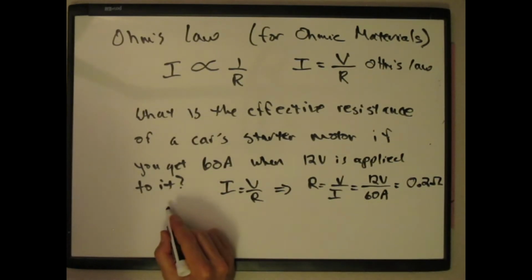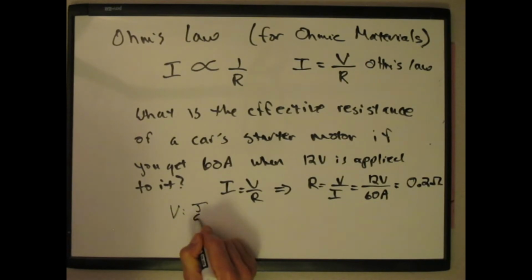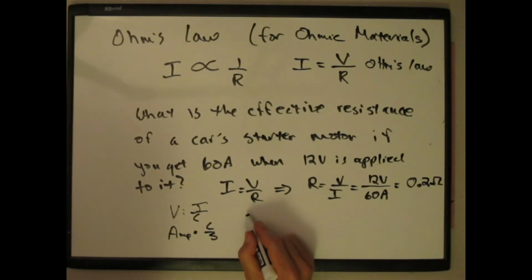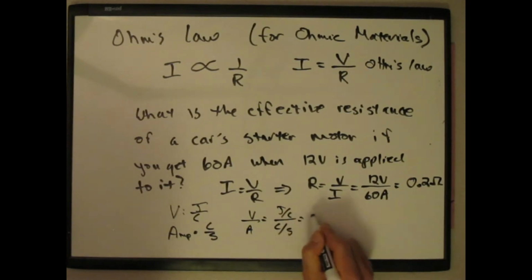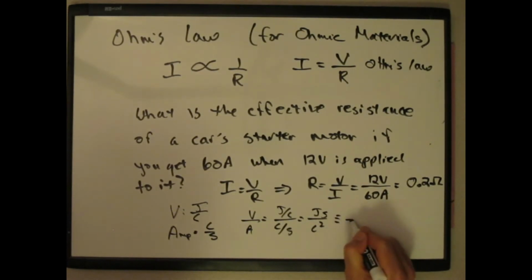If you remember, a volt is a joule per coulomb, and an amp is a coulomb per second, right? And so volts over amps is joules per coulomb over coulombs per second, which is joule seconds per coulomb squared, and we call that an ohm.